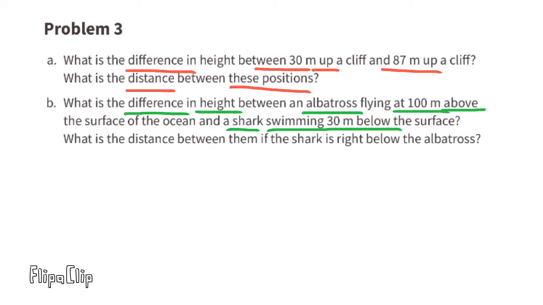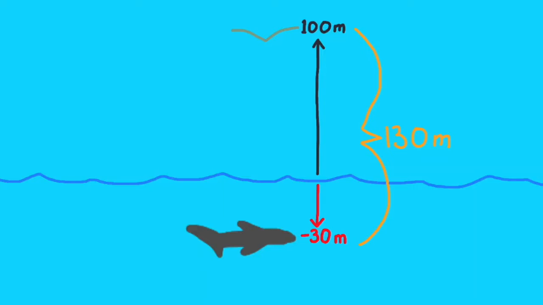B. What is the difference in height between an albatross flying at 100 meters above the surface of the ocean and a shark swimming 30 meters below the surface? What is the distance between them if the shark is right below the albatross? This illustration shows a clear picture that the distance between the albatross and the shark is 130 meters.